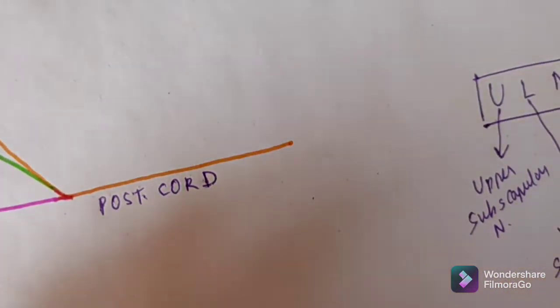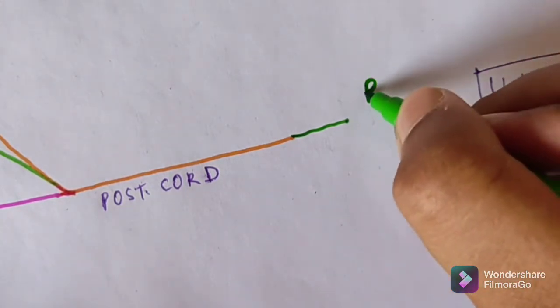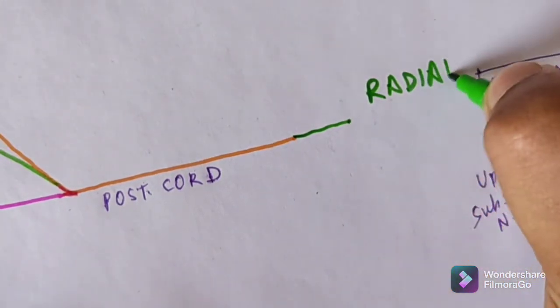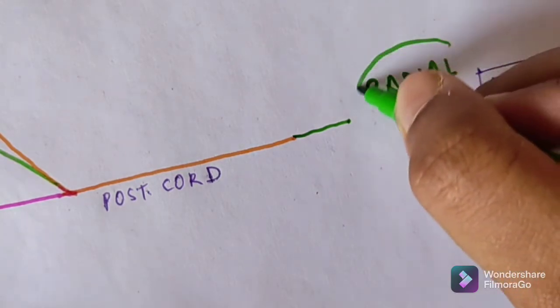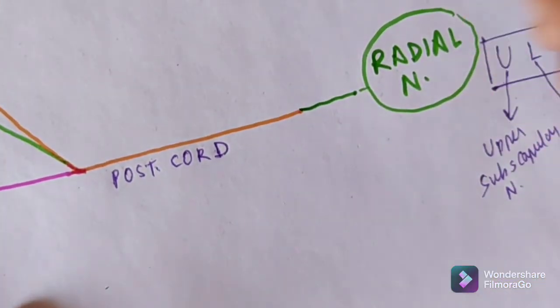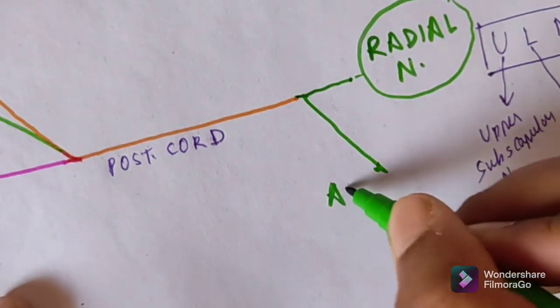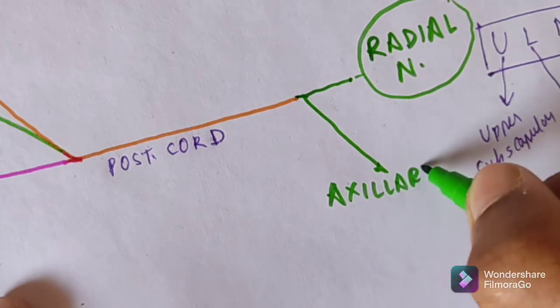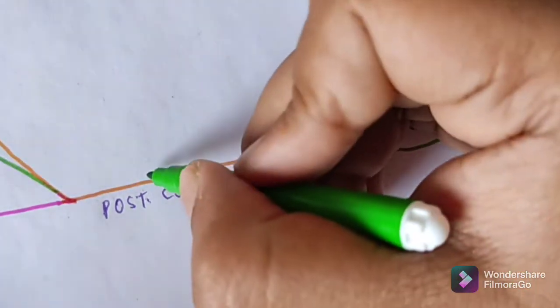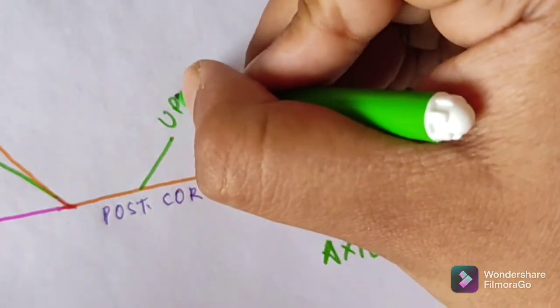Okay, now let's draw it over here. So this will give the branch to radial nerve, okay, which is the main nerve of the posterior cord. Okay, there will be a branch to the axillary nerve. There will be one branch to the upper subscapular nerve.